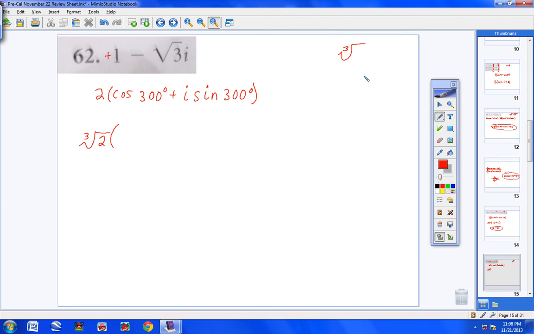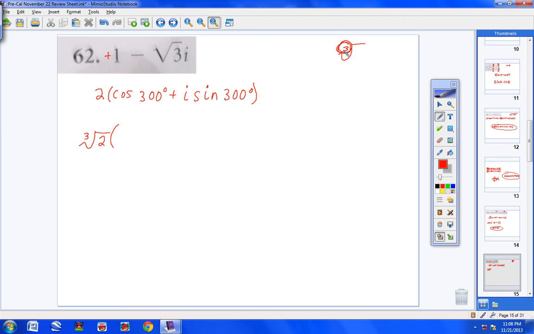So again, whatever root you're finding, the square root, cube root, fourth root, fifth root, sixth root, doesn't matter. Whatever root you're finding, you take that root of that number right here. If this was a fourth root, then you would take the fourth root of 2. If this was a fifth root, then you would take the fifth root of 2. This is a cubed root, so I take the cube root of 2.